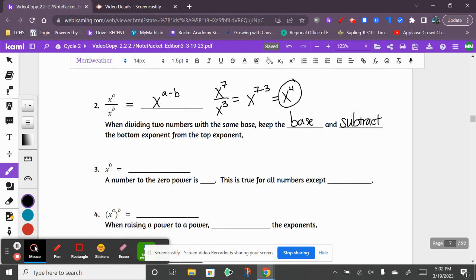So for this one, a number to the 0 power is always just going to be 1. This is true for all numbers except for 0. So if we have x to the 0, it's just 1. So as an example, if we have 5 to the power of 0, it is just equal to 1. The only one that doesn't work that way is 0. So 0 to the power of 0 is just undefined.